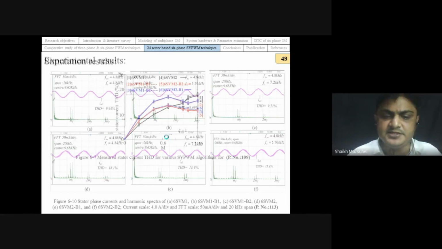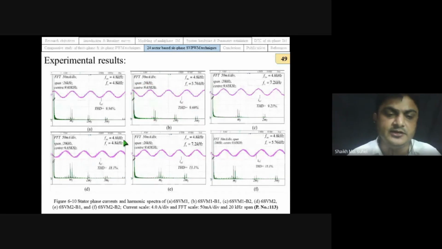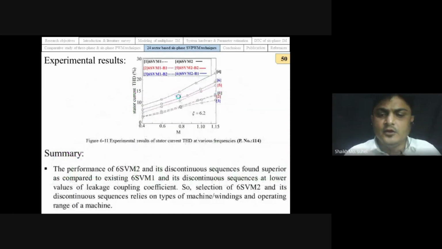In experimentation, it is not possible to change or alter the values of zeta, and that's why this newly developed PWM technique can produce a higher stator current distortion in comparison with the existing PWM technique. So here we can conclude that this newly developed PWM technique can be utilized only for a lower value of leakage coupling coefficient. It means that if my machine has a single phase layer winding, or maybe a permanent magnet synchronous machine, we can think about this PWM technique.